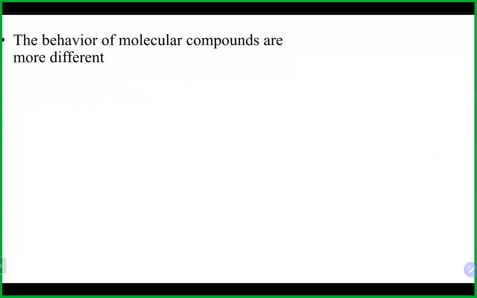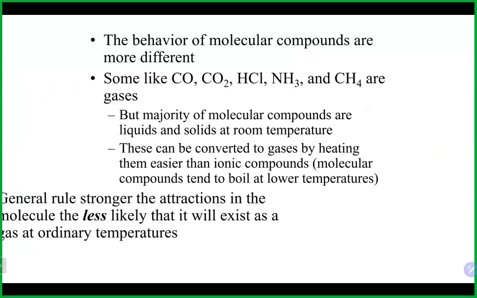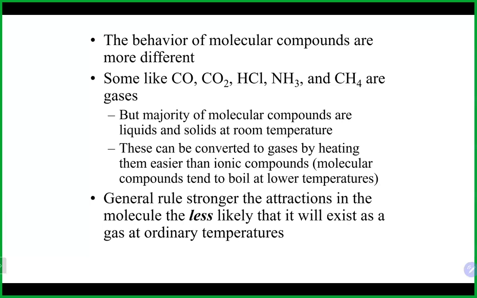Now, molecular compounds, which are covalently bonded together through sharing of electrons, are a little bit different. There are certain things that are gases under normal conditions, like carbon monoxide, carbon dioxide, hydrogen chloride, ammonia, and methane. But a lot of molecular compounds are solids or liquids at room temperature. But one of the main differences between a molecular compound and an ionic compound is it is much, much easier to turn a molecular compound into a gas than an ionic compound.